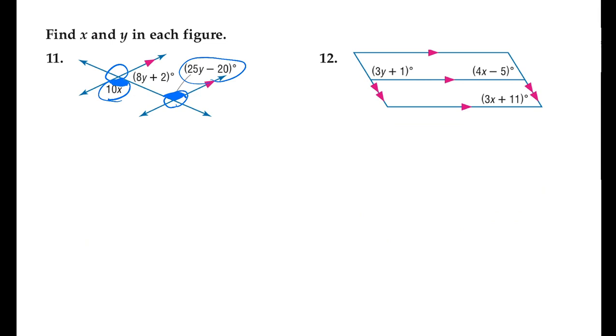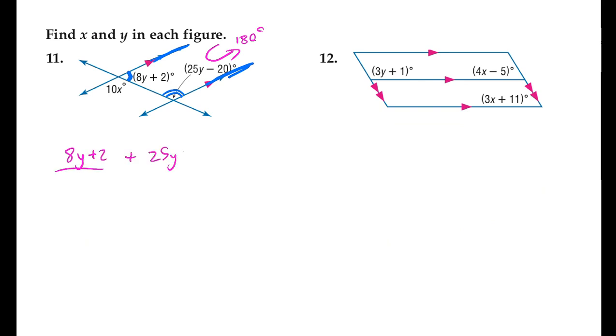So instead, I'm going to choose the relationship between the y's. So what's the relationship between this angle and this angle? Well, these two lines are parallel, so that's that consecutive interior angle 180-degree turn. So our relationship is the 8y plus 2 angle plus the 25y minus 20 angle adds up to 180. Right? Yes, you absolutely could have said 10x is equal to 25y minus 20. You just can't solve that for one solution without a second equation.